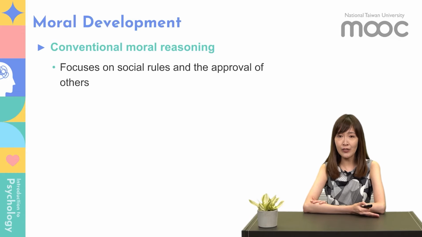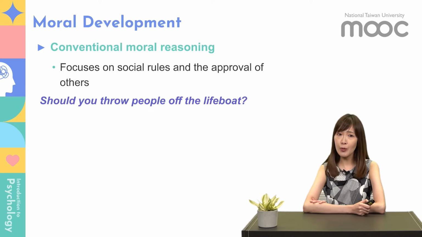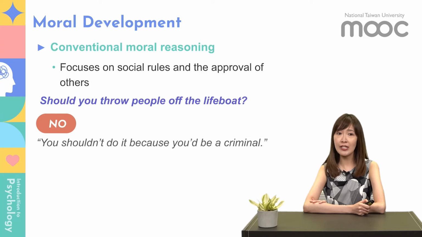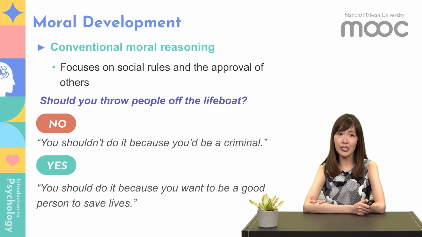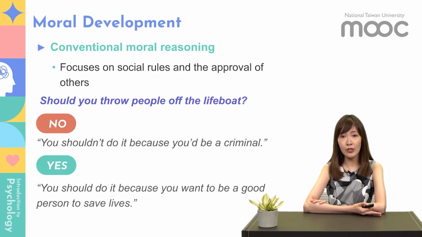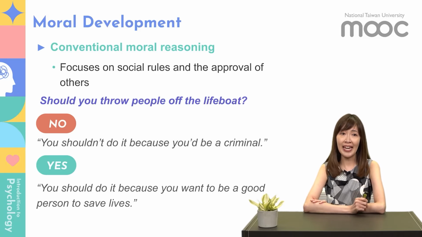If we present children in middle childhood with the same question, should you throw people off the lifeboat? What will they say? If they say no, they might say, you shouldn't do it because you'll be a criminal. Or yes, you should do it because you want to be a good person to save lives. Now we can see that they know they have to follow the rules, but they also want to be a good boy or a good girl. So that is the second level, conventional moral reasoning for children in middle childhood.